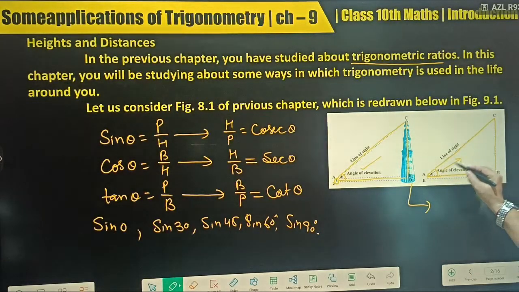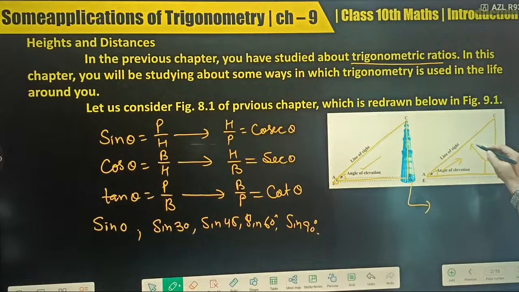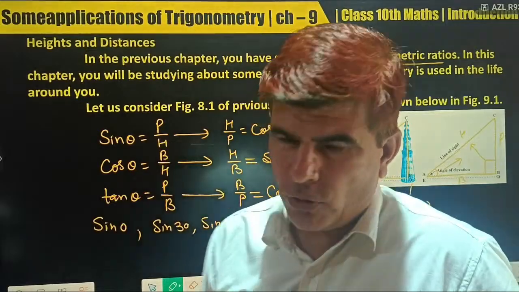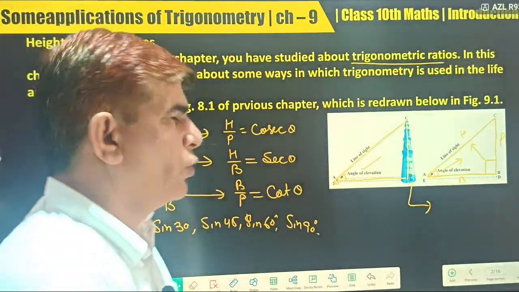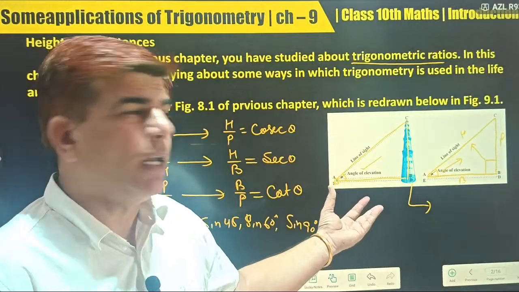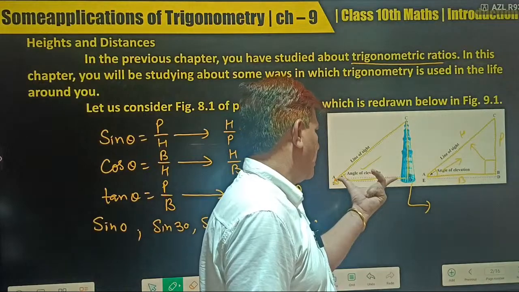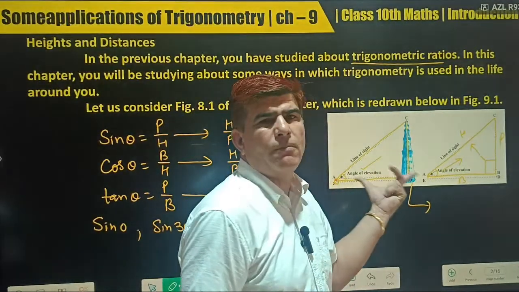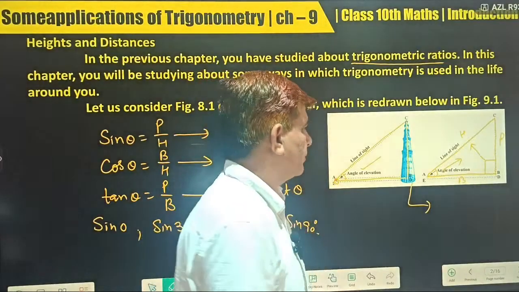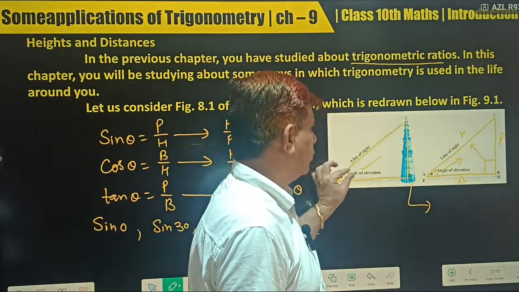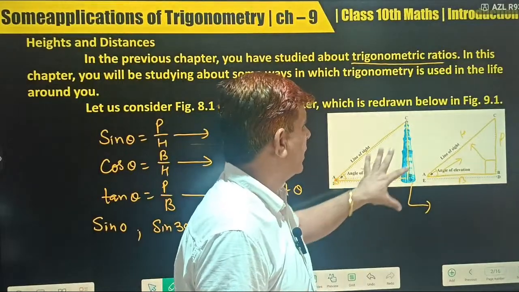Already I told you, opposite to this angle is 90 degrees, so opposite to it is always the hypotenuse, opposite to this is the perpendicular, and this is the base. So by using trigonometry, we can find out the height of Qutub Minar indirectly. If we know the distance of this person from the foot of the Qutub Minar, and the value of this angle, then easily we can find its height.